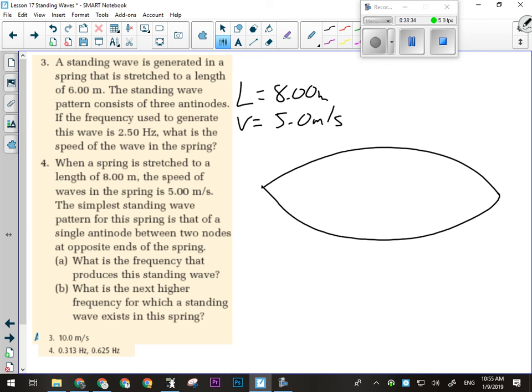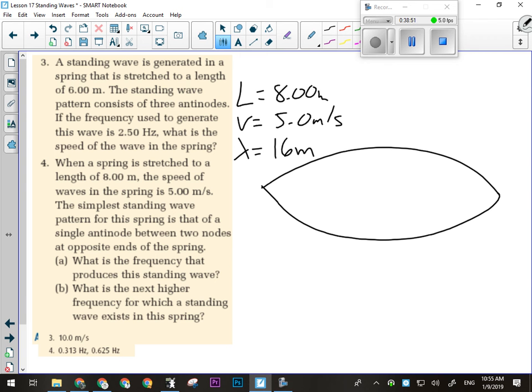That's the wave pattern that's on the spring. That length is 8 meters. So how long is the wave? 16 meters, because this is only half a wavelength. So we can go from there that the wavelength is 16 meters.